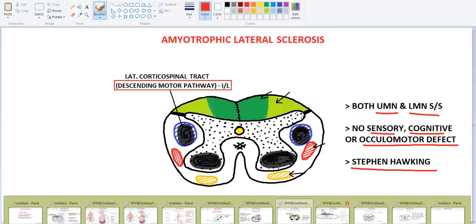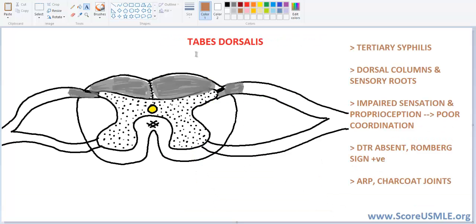So moving on to tabes dorsalis. Alright, so tabes dorsalis is a disease that is caused by tertiary syphilis. Syphilis is caused by Treponema pallidum, as you might remember, and it involves the dorsal columns and the sensory roots, as you can see right here.